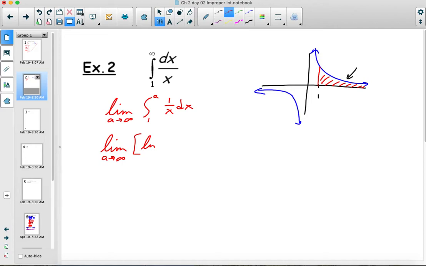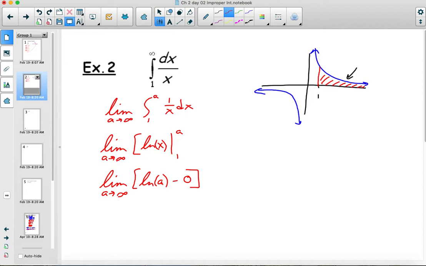Now it's the natural log of the absolute value of x, but because we're going from 1 to infinity, those are positive values, so I can just write the natural log of x, evaluated from 1 to a. So we're looking at the limit as a goes to infinity of the natural log of a minus the natural log of 1, but the natural log of 1 is 0.